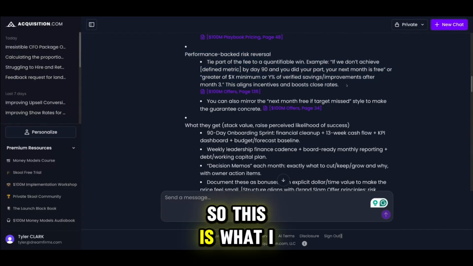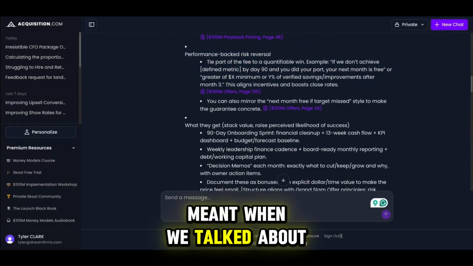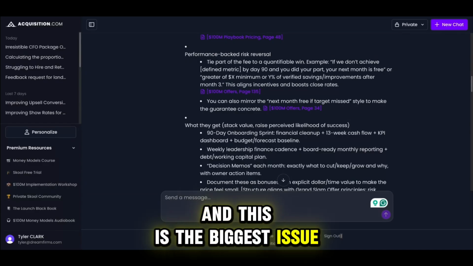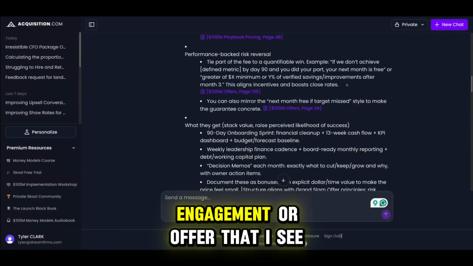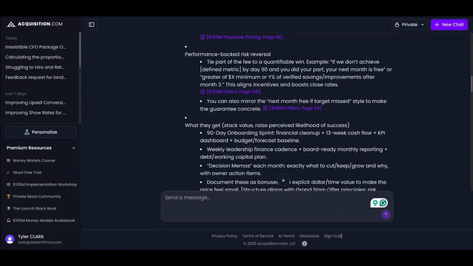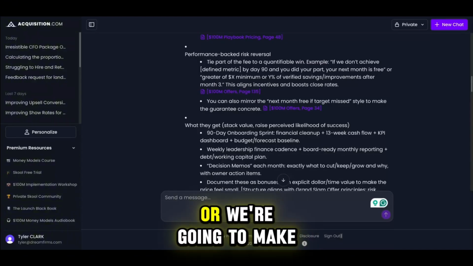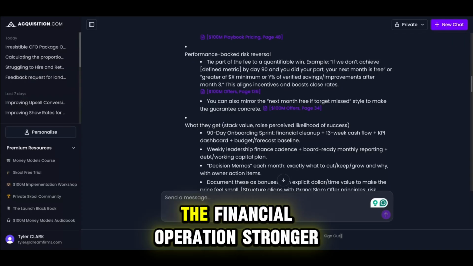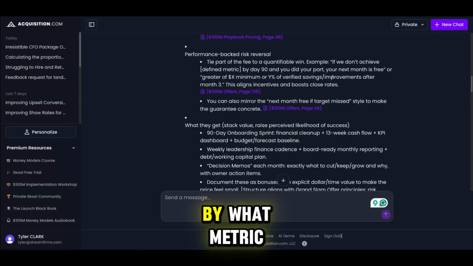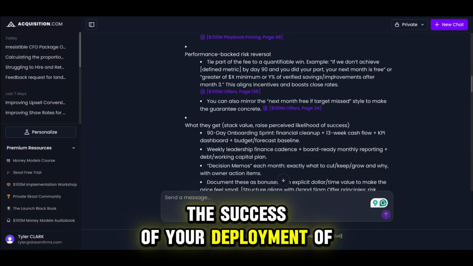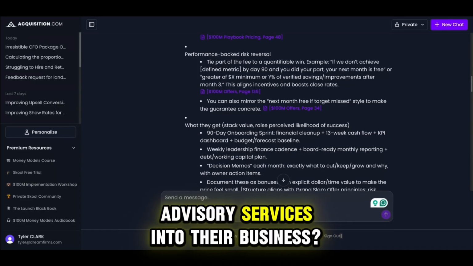So this is what I meant when we talked about how you would destroy it. You would make no promises, and this is the biggest issue with almost every fractional CFO engagement or offer that I see. I just go, well, what are they buying? Like, what are you going to do for them? And they go, well, it's going to be high level advice or guidance, or we're going to make the financial operation stronger. And I go, stronger how? By what metric are you going to measure the success of your deployment of advisory services into their business?